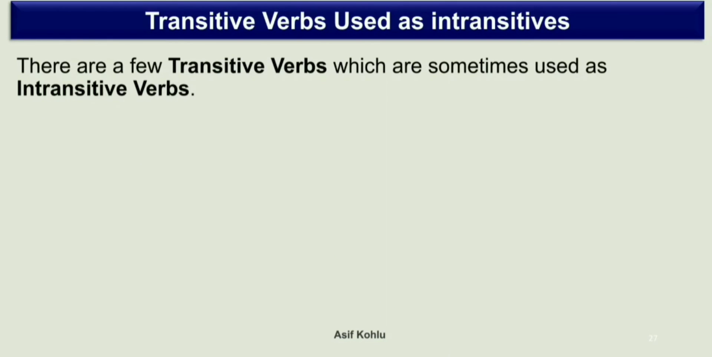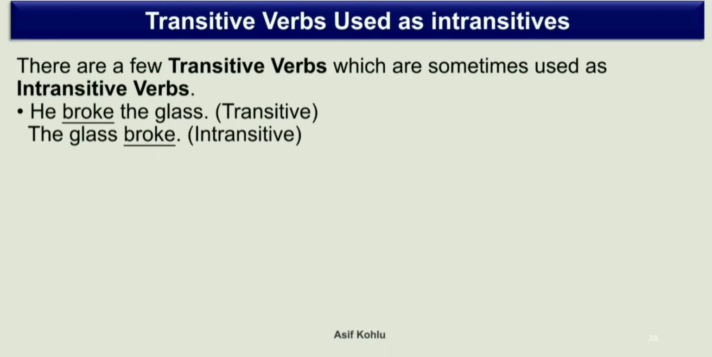Next, there are a few transitive verbs which are sometimes used as intransitive verbs. Earlier we were talking about intransitive verbs used as transitive verbs. Now the statement is changed: some transitive verbs are used as intransitive. How? He broke the glass. Broke what? The glass. Here broke is used as transitive, and in the second sentence, the glass broke, broke is used as intransitive.